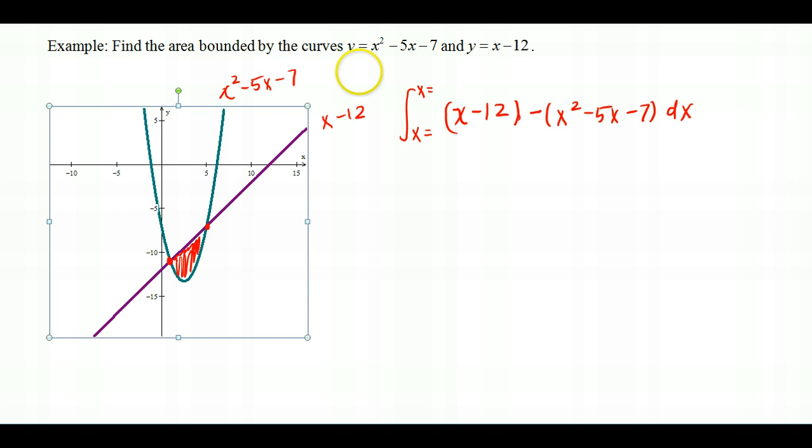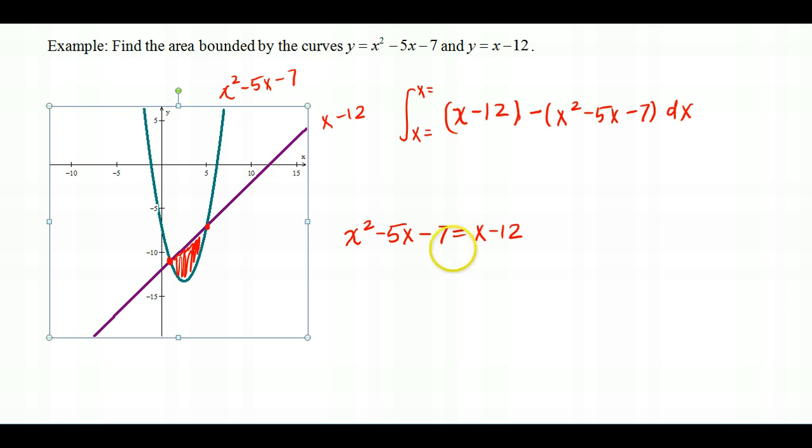So what I want to try to do is set the two functions equal to each other and solve for x. How do I know where these two things intersect? Well, that's where these two functions are equal to each other. So we're going to do some scratch work on the side. I'm probably going to end up erasing this. Let's go ahead and set x squared minus 5x minus 7 equal to x minus 12. So I'm solving for x here.